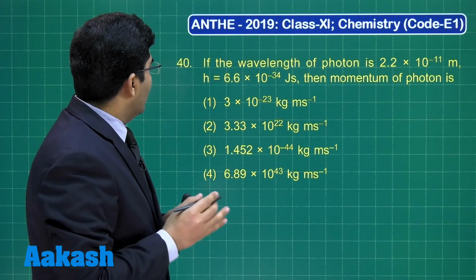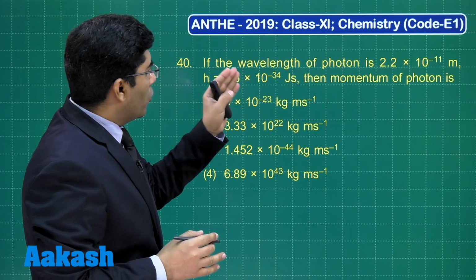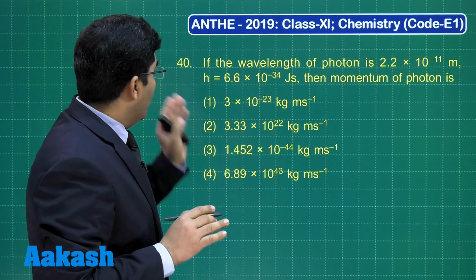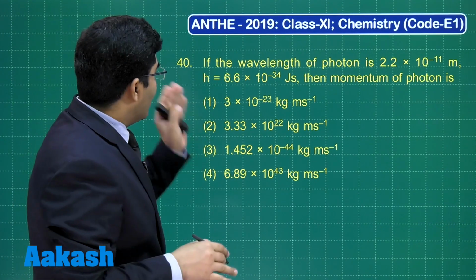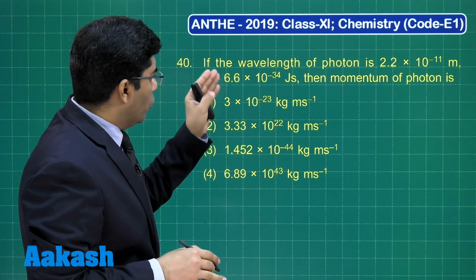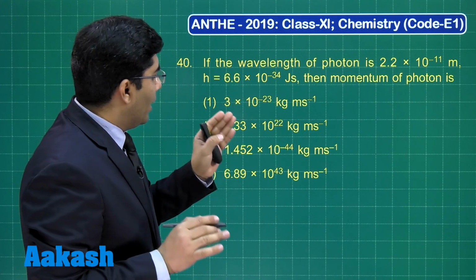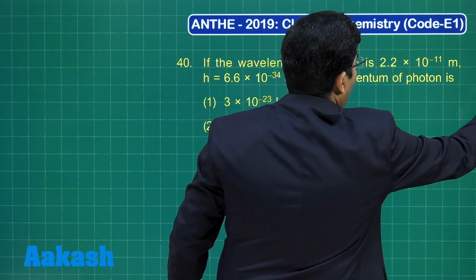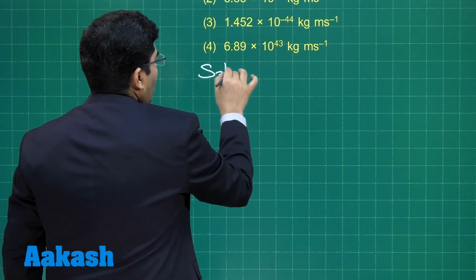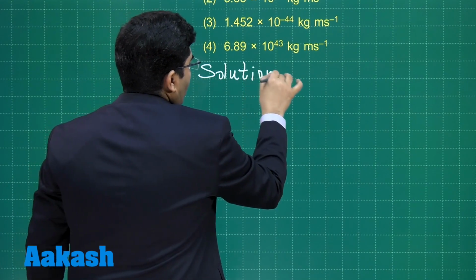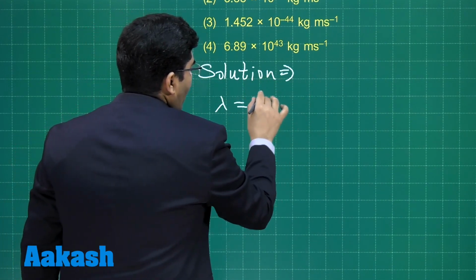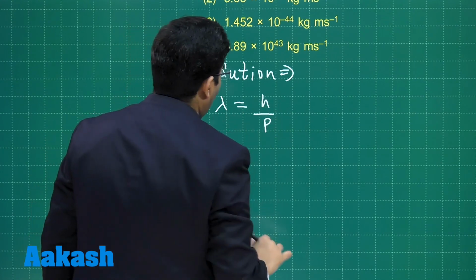Now, this question is asking, if the wavelength of the photon is 2.2 into 10 to the power minus 11 meters and Planck's constant is given to us, that is 6.6 into 10 to the power minus 34 joule second, then the momentum of the photon is, 4 options are given to us. So we can find out the momentum of the photon by, let us solve it. We can use lambda is equal to h upon p, right?